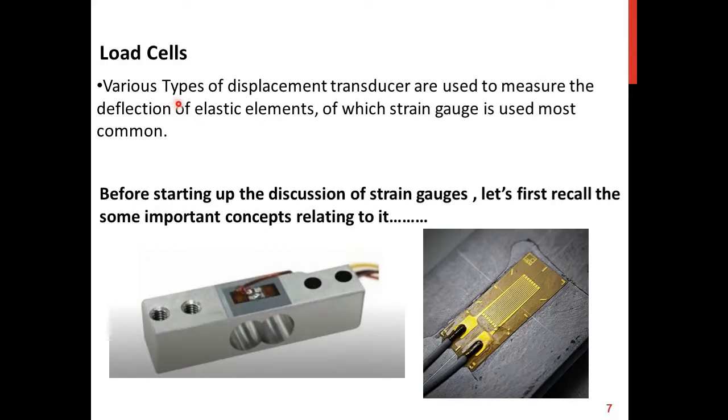Now the question comes to mind: how can we measure such deflection? Deflection can be measured by a very well-known gauge known as the strain gauge. Before discussing the working and types of the strain gauge, let us first discuss the important concepts relating to it, and recall the terminologies that are linked with the strain gauge.